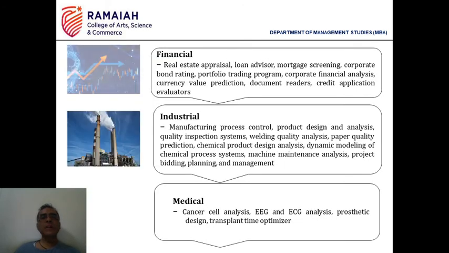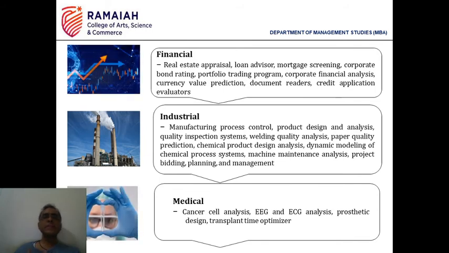In the financial industry, there is real estate appraisal or the loan advisor, mortgage screening, corporate bond rating, and examples like credit application evaluator, document reader, and currency valuation. In all these areas artificial intelligence takes random access, tries to put in sensors, and identifies the purchase pattern of a particular person and the type of loans a person is picking up. Based on that, it ensures whether the loan can be approved or disapproved. Even credit card applications today have evaluators that are run through an artificial neural network again.